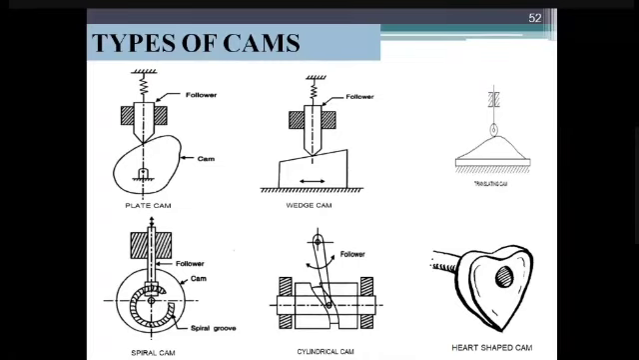The third one, the cylindrical or drum cam. We have named it a drum cam also. Both are the same. The circumferential contour is cut in the surface, which rotates about its axis. The follower rides in a groove cut. This is called a cylindrical cam. Similarly, spiral and heart-shaped cams and translating cams are there.